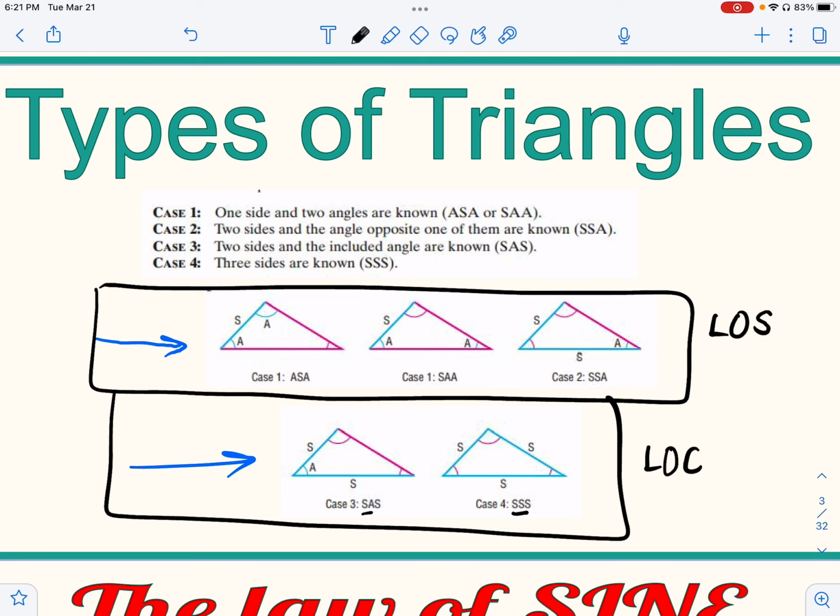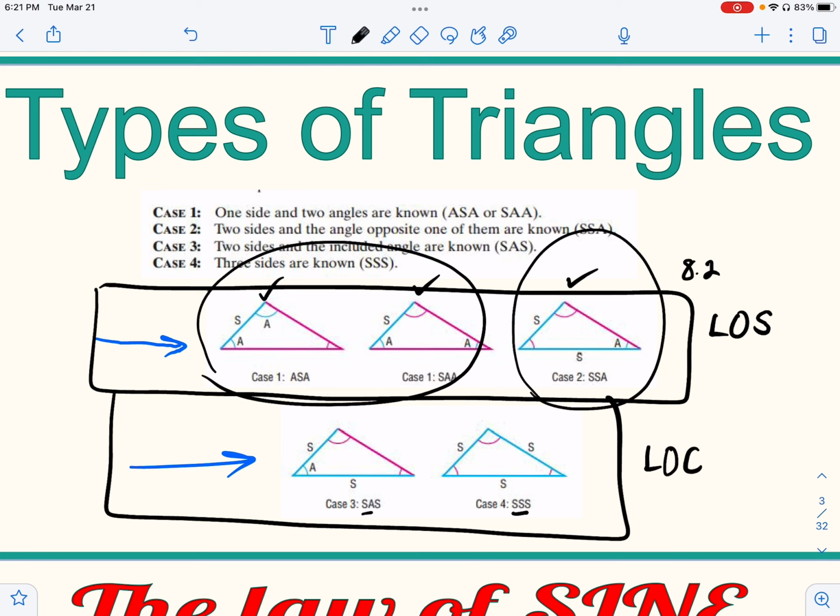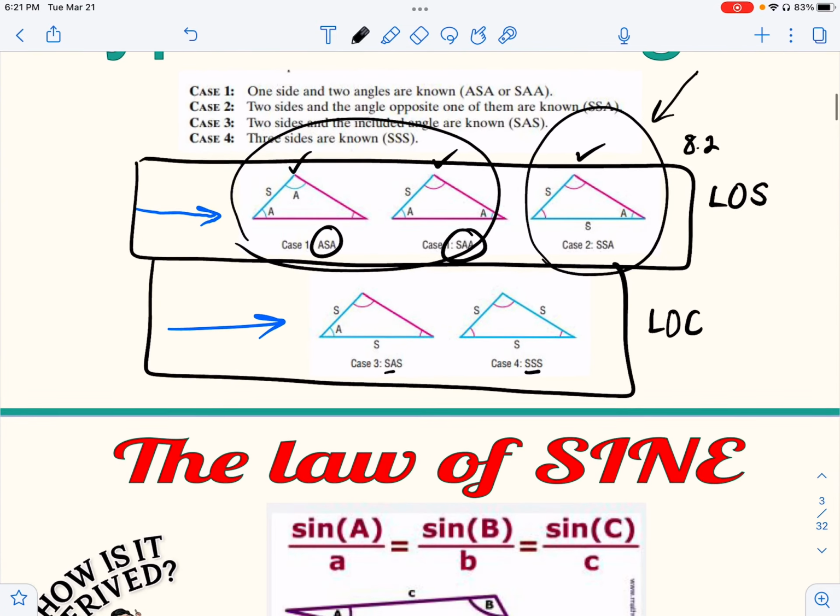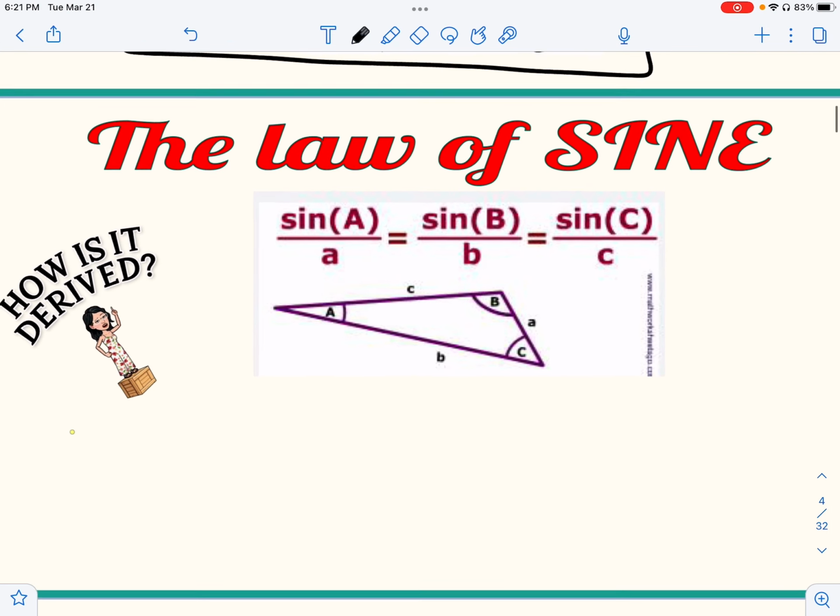So since this is 8.2, our law of sine, we're going to be talking about these three types of triangles. And I think in the first video I'll cover these two, and the second video I'll cover that one because this one is special. It takes longer and it's got some special cases going on. So let's start with ASA and SAA, which are the ones that use law of sine.